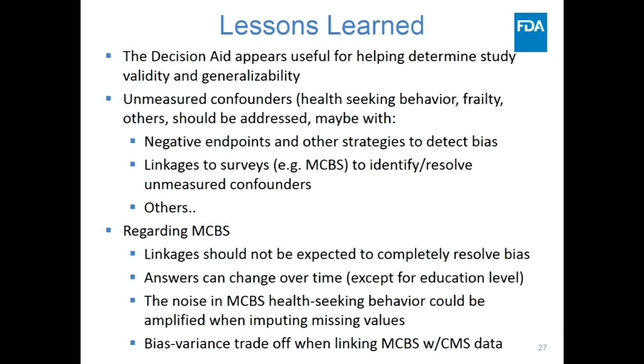So what did we learn from all this? A number of things. This decision aid helped us go through this process. So I think it's basically a useful tool. It was useful in this exercise, I think. Then the problem of measuring confounders. I think we have to dedicate the rest of our lives to measure confounders. Health-seeking behavior, frailty, others, we have to find ways to address them.